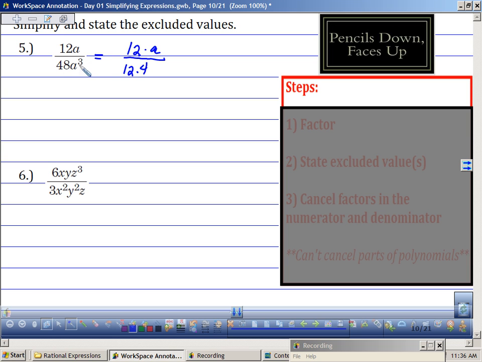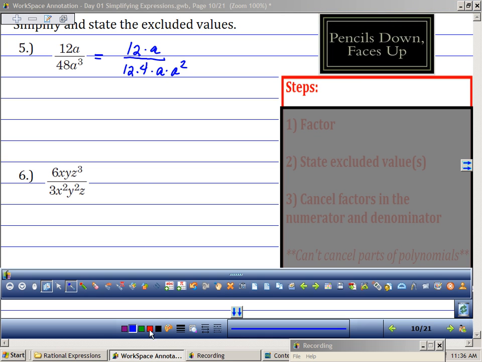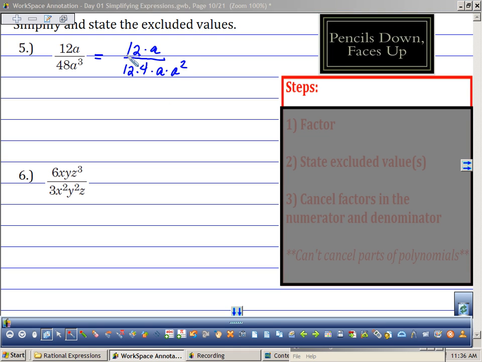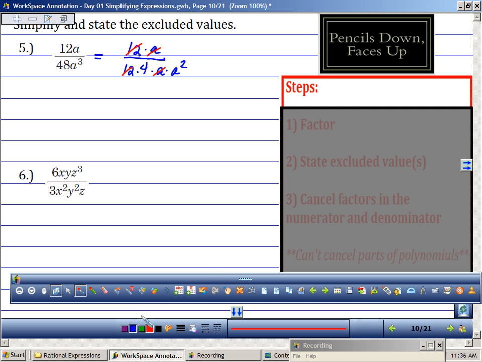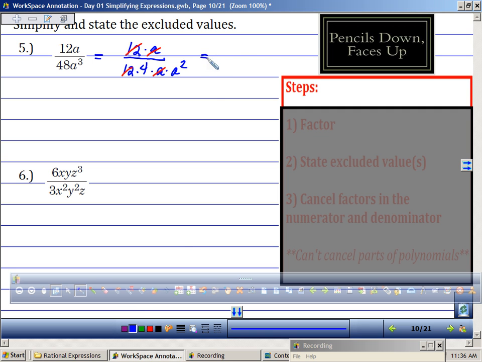And a cubed can be broken up. A cubed is really a times a squared, right? Isn't that 3 a's that I have there? Yeah. But I only needed to break up one of them because there's only one in the numerator. So therefore, I'm going to cancel my 12, cancel my a's, and I'm left with 1 over 4a squared. Okay? Let's go back to the original problem. What can a not be?